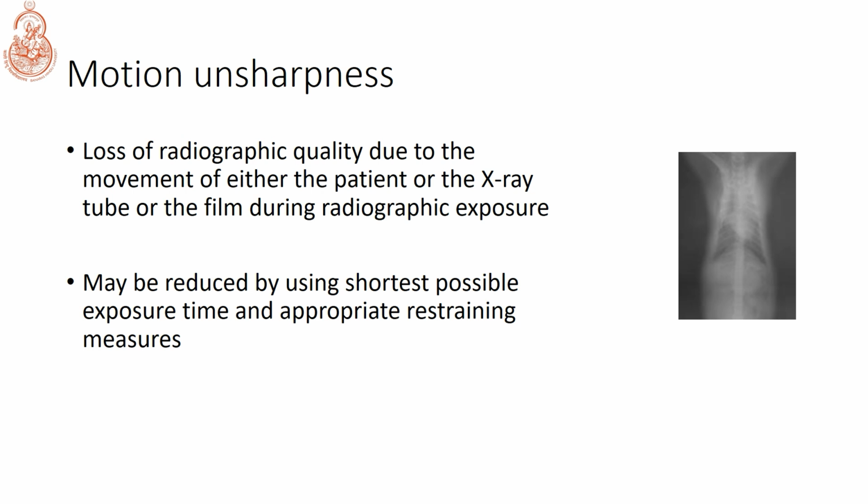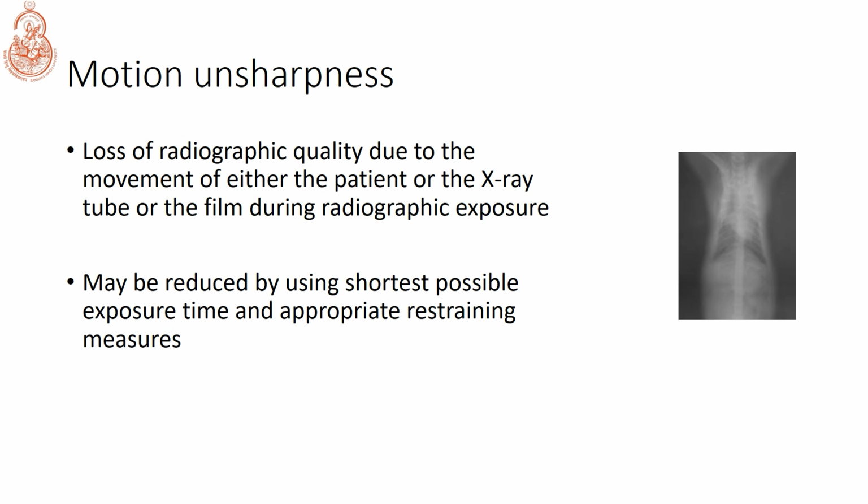The next one is motion unsharpness. Motion unsharpness is nothing but the loss of radiographic quality due to the movement of either the patient, the X-ray tube, or the film during radiographic exposure. It may be reduced by using the shortest possible exposure time and appropriate restraining measures.